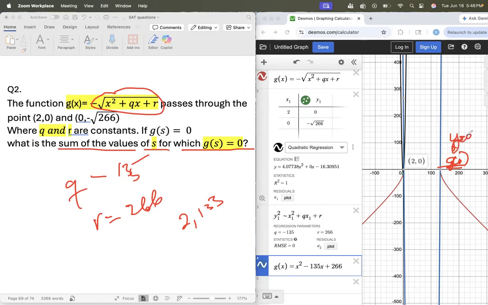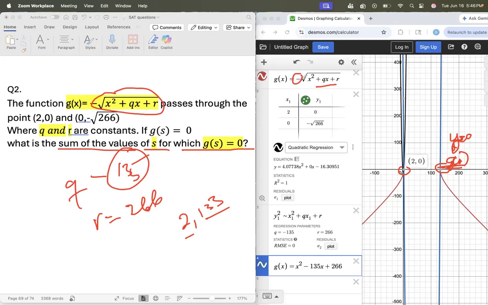Y is equal to 0. What is making y equal to 0? It's these x values over here. And what do you see? They are 2 and 133. It's the same thing as q. They should add up to q. Why? The sum of the solution is b, right? Minus b. Therefore, because of the negative sign here, this is a classic question.